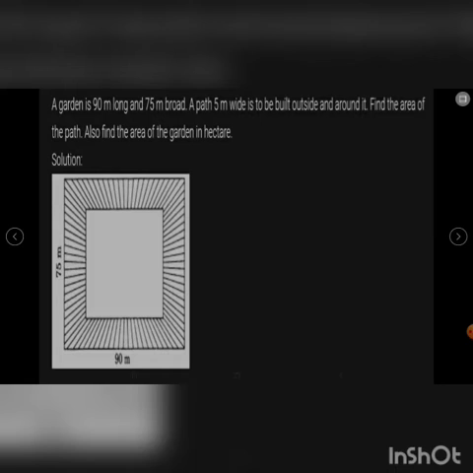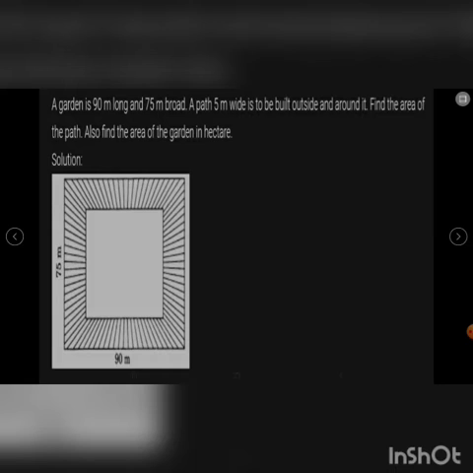Now a path 5 meter wide is constructed around it, outside it. The question is, what is the area of the path? That means you have to find this shaded region. Also, we are finding the area of the garden, which you have to express in hectare. So first we will find the area of the garden.